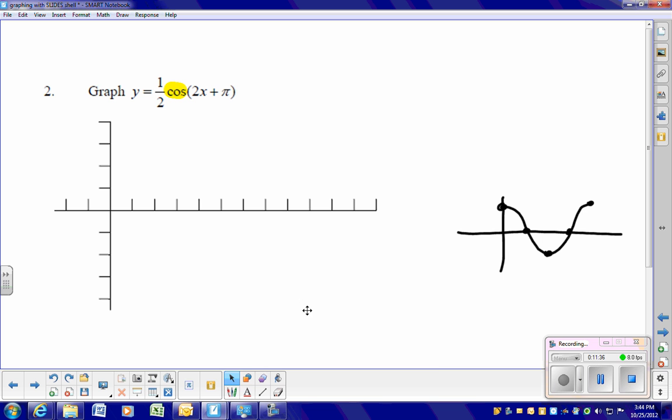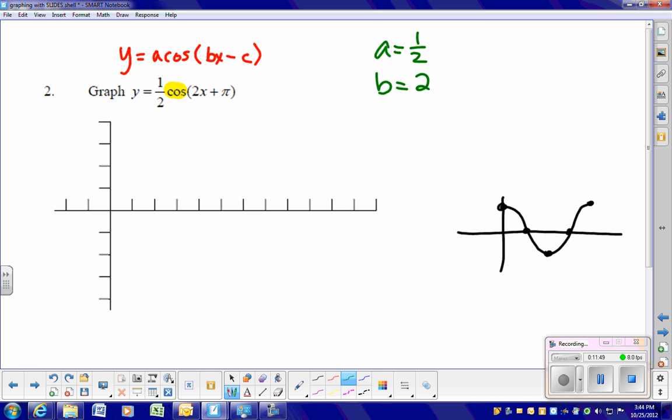If I line this up with y equals a cosine bx minus c, let's identify what a, b, and c are. A is 1/2. B is 2. C, now remember how the formula has the minus baked in? Well, this is a plus. So it's like 2x minus negative pi. Or you can just think of it as it has to be opposite. So C is negative pi.